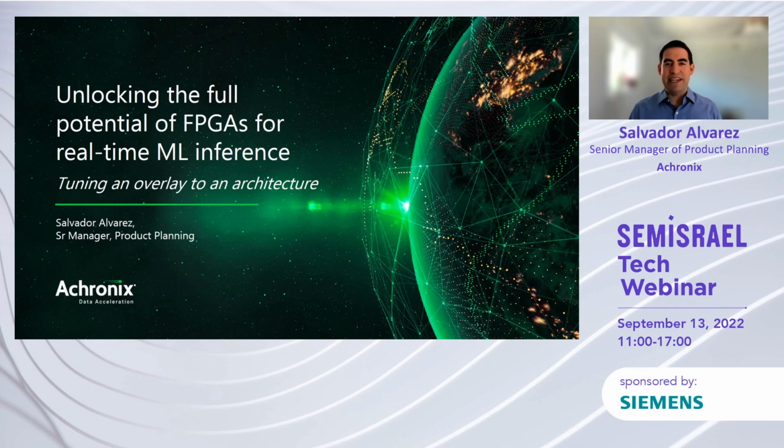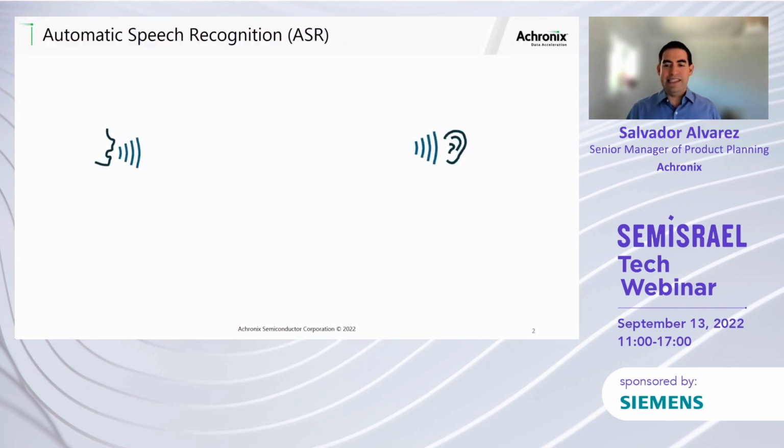And today I'll be talking about unlocking the full potential of FPGAs for real time machine learning inference. In today's discussion, I'll be using ASR or automatic speech recognition to illustrate how an overlay can unlock the true potential of an FPGA based platform for AI inferencing.